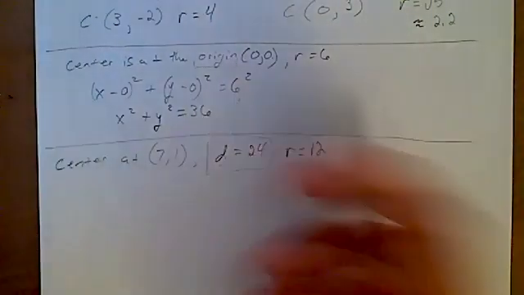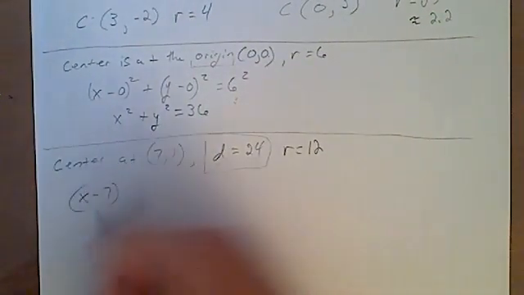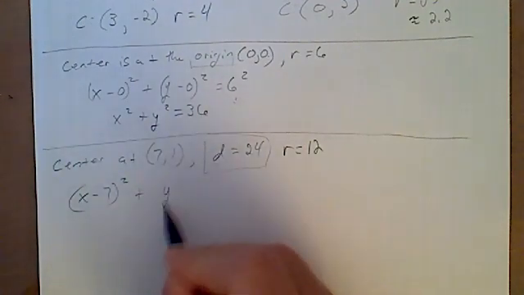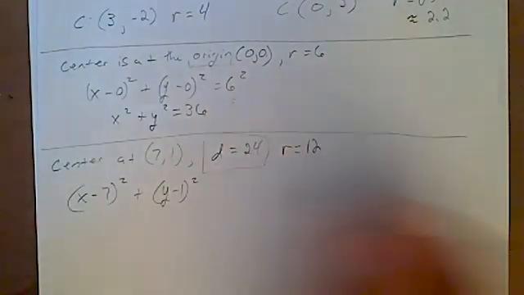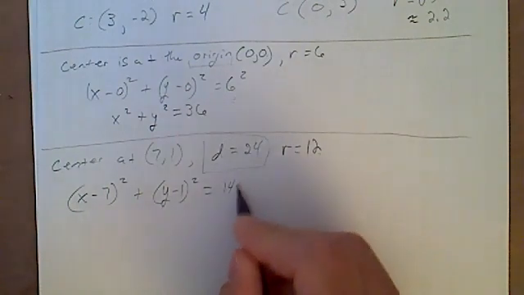All right, so we have x minus 7, because that's the x value we're given at the center, plus y minus 1, that's the y value at the center, equals 12 squared, which is 144.